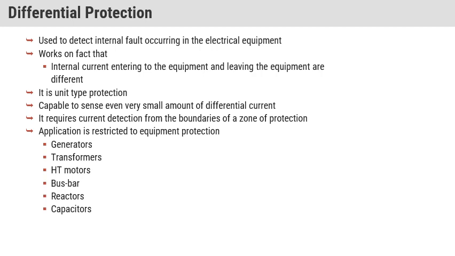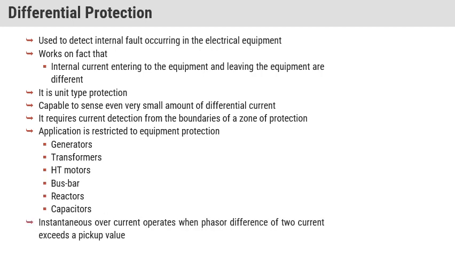Application is restricted to equipment protection. This differential protection is only for generators, transformers, HT motors, bus bars, reactors and capacitors. So we cannot use differential protection for a transmission line. For transmission lines we will use distance protection. Instantaneous overcurrent operates when the phasor difference of the two currents exceeds a pickup value.